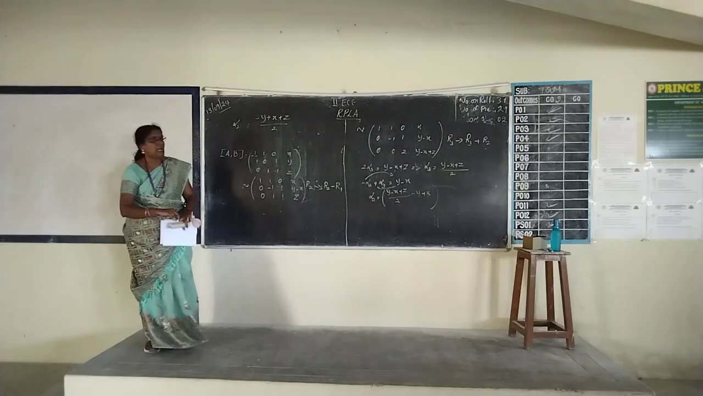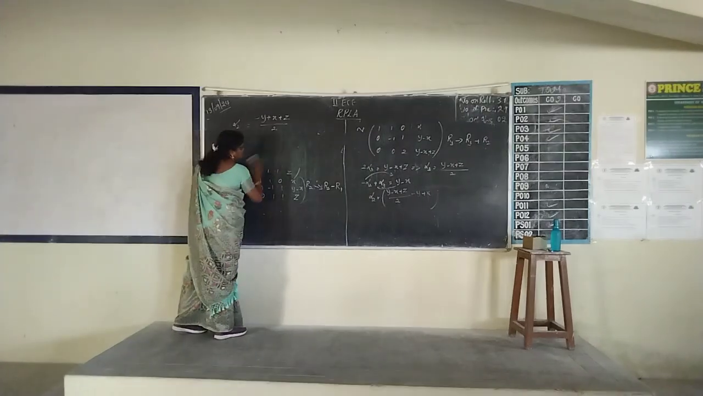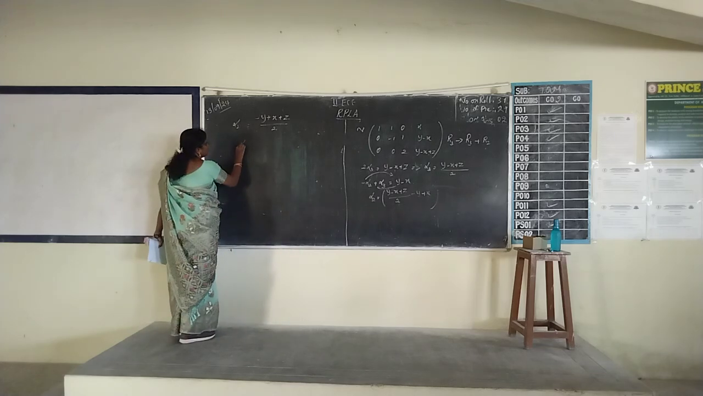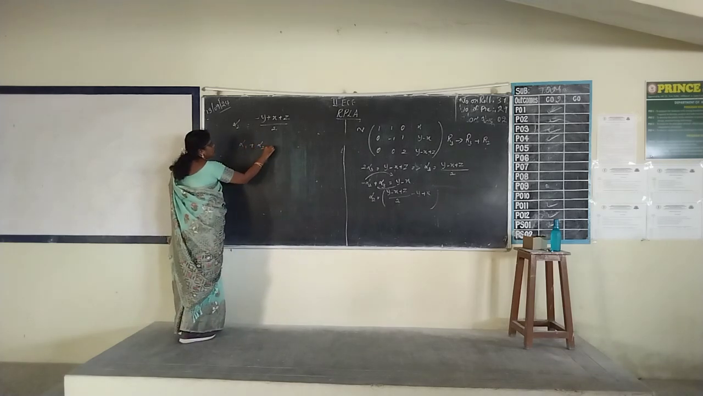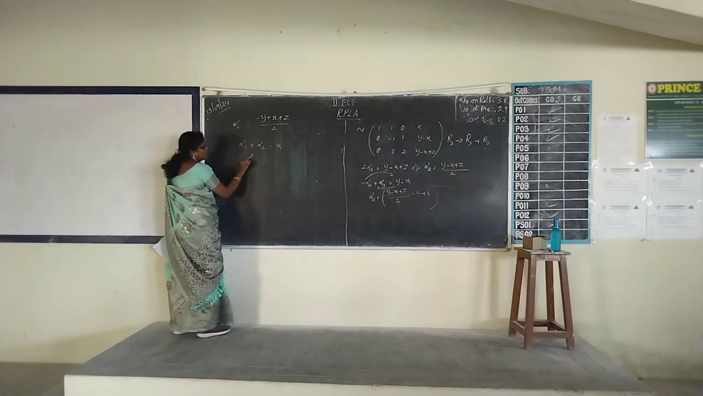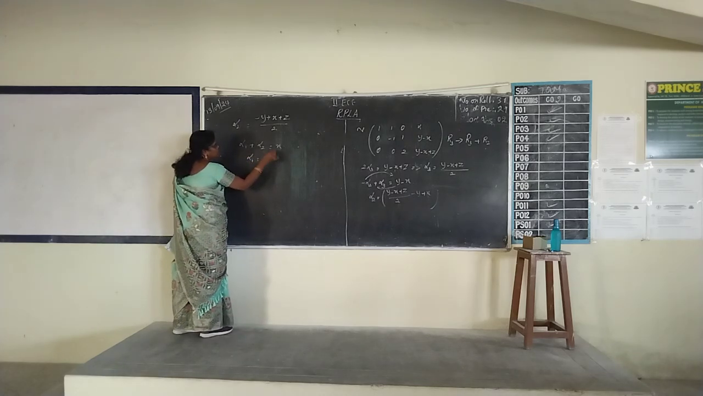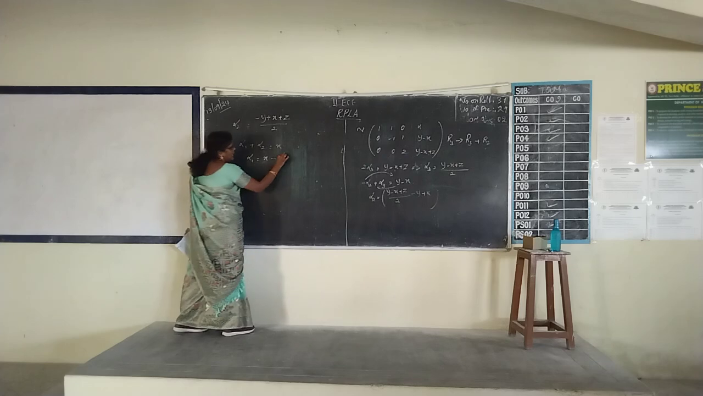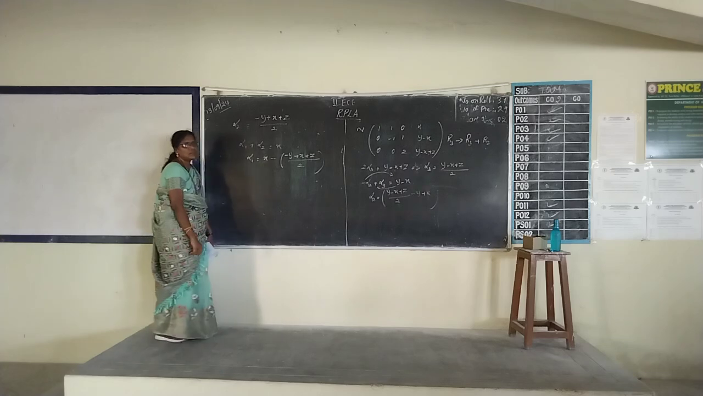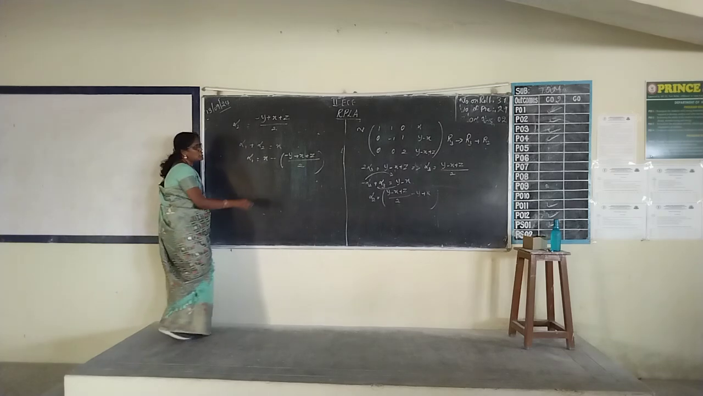Find alpha 3, sorry, alpha 1. So what is the first equation? Alpha 1 plus alpha 2 equal to x. We need to find alpha 1. So alpha 1 equal to x minus alpha 2. Alpha 2 is minus y plus x plus z by 2. So cross multiply 2.